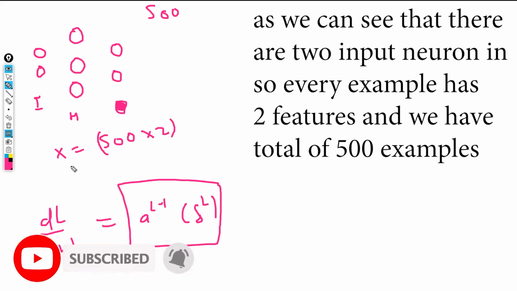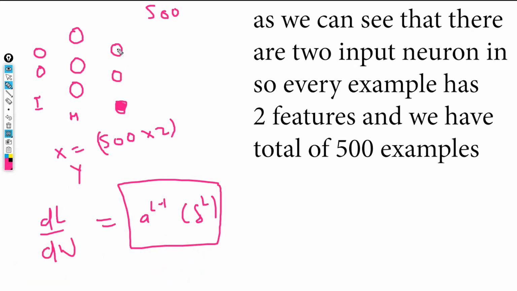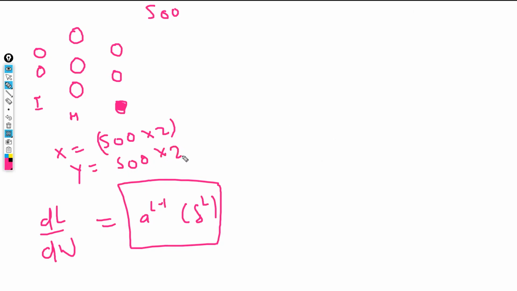Now for our y, we have two values here. So we will again have 500 values times 2. Why is it 500? Because we have 500 examples, and why is it 2? Because we have two outputs. Okay, so this is going to be our shape for x and y.